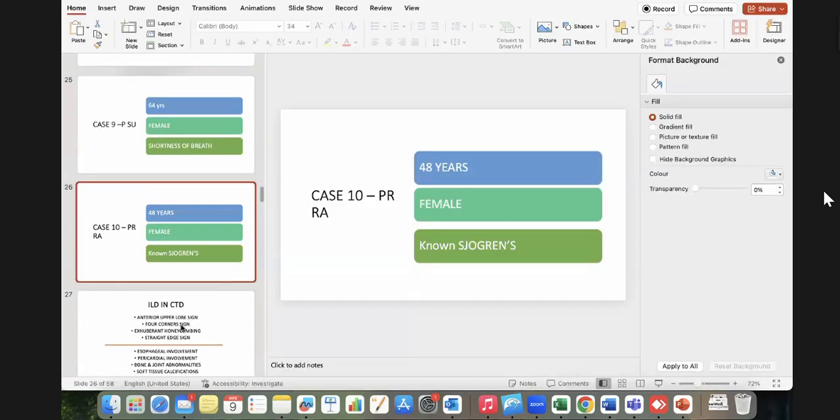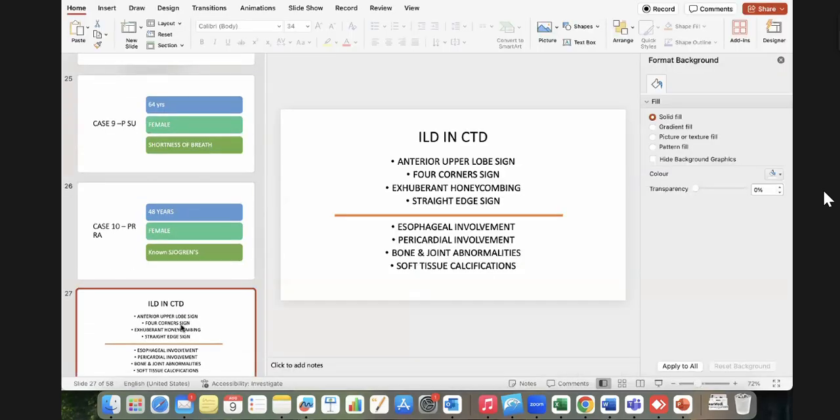So just to summarize the slide, ILD in CTD, there are four signs. Anterior upper lobe sign, in which you will see findings in the anterior upper lobe. Remember, classically ILD we say is more in the lower lobes. There's a four corner sign, when the corners of both lungs are involved, they show honeycombing. Exuberant honeycombing, I told you, and straight edge sign also, I told you.